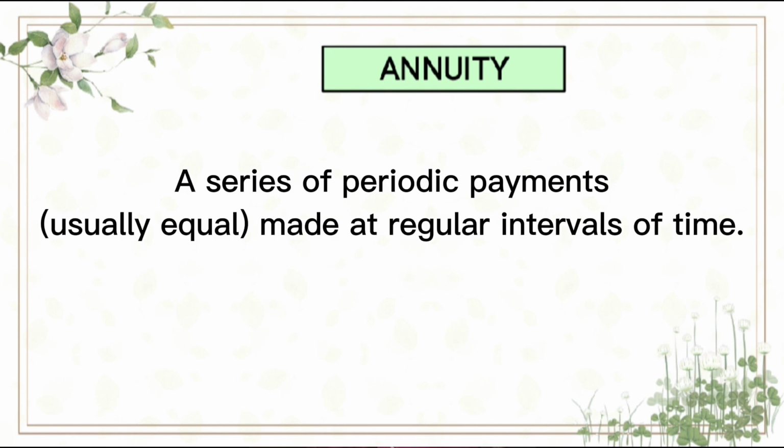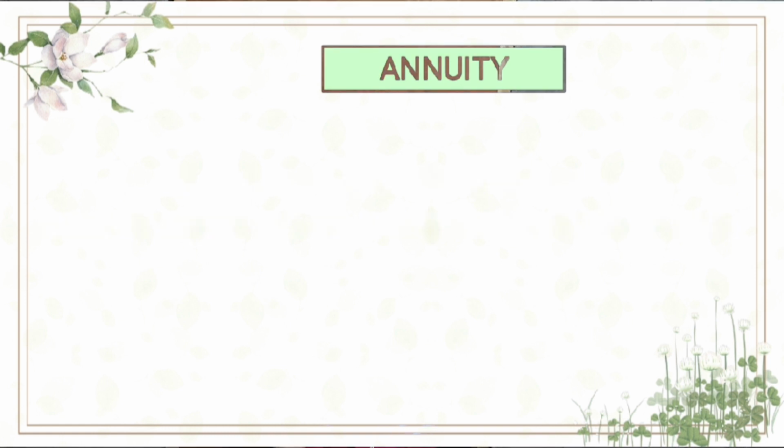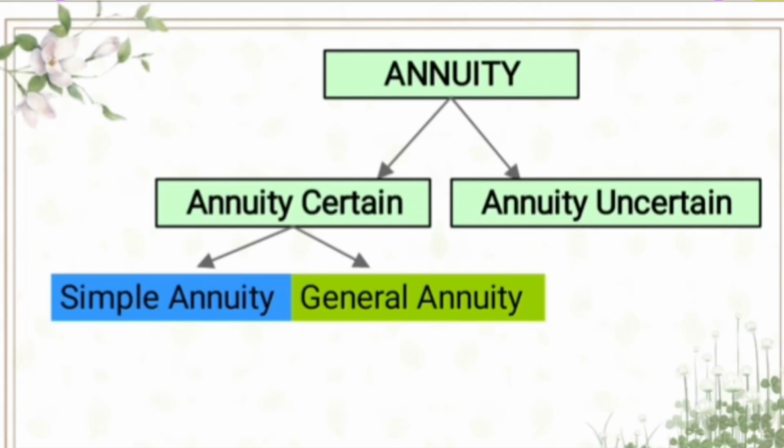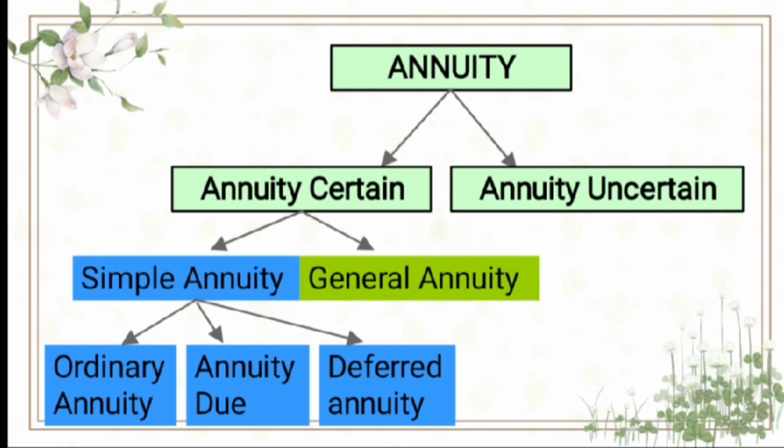In a midterm topic, we use the annuity, which is a series of periodic payments, usually equal, made at regular intervals of time. In annuity, there are two classifications. First is annuity certain and annuity uncertain. But in annuity certain, there are two kinds. First, the simple annuity and the general annuity. But as we go deeper, in simple annuity, there are three classifications. First, ordinary annuity, annuity due, and deferred annuity.